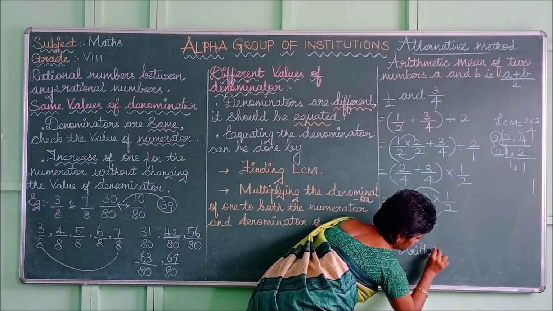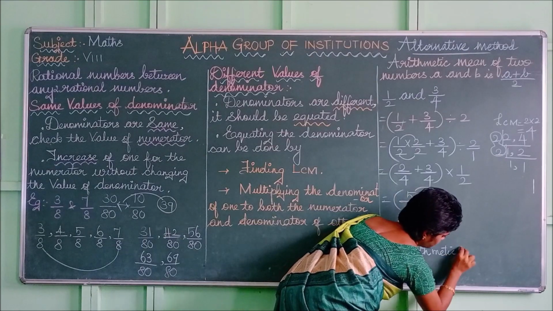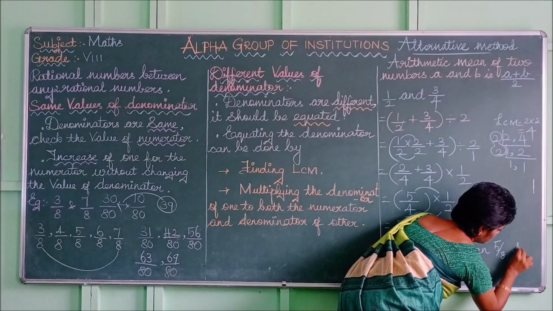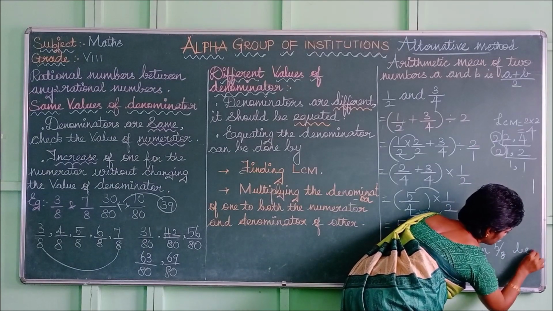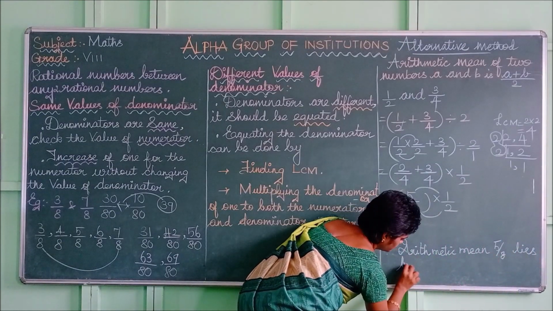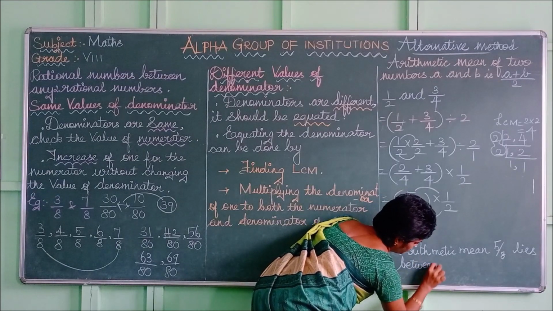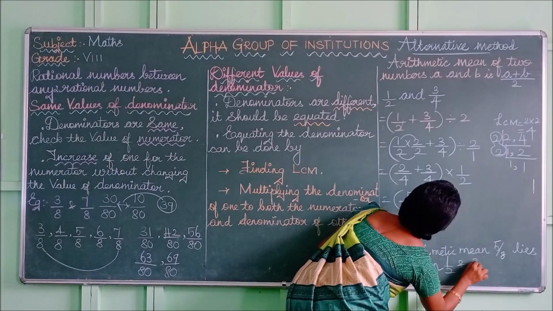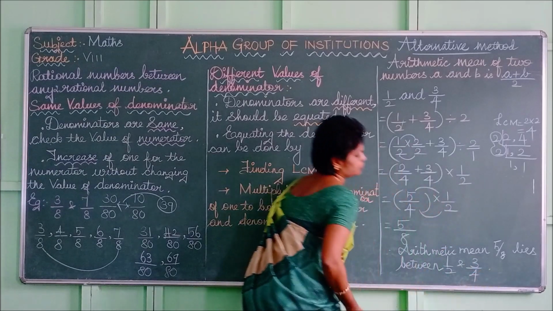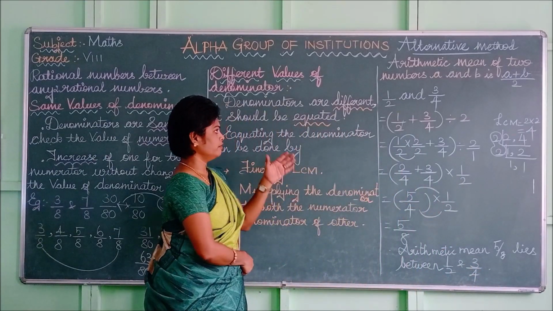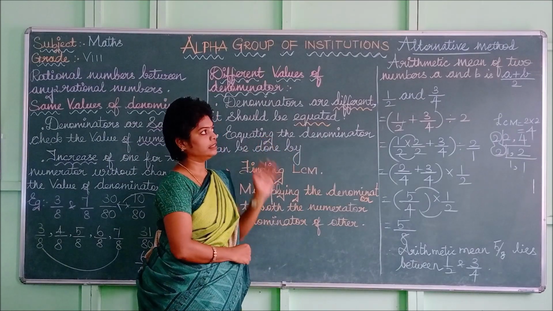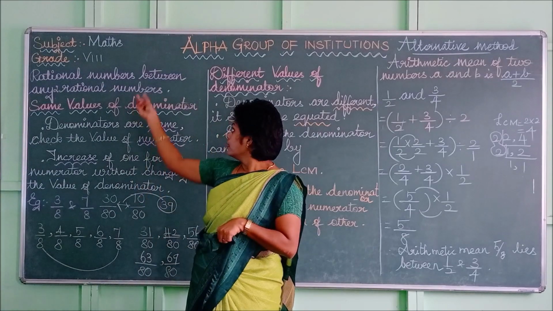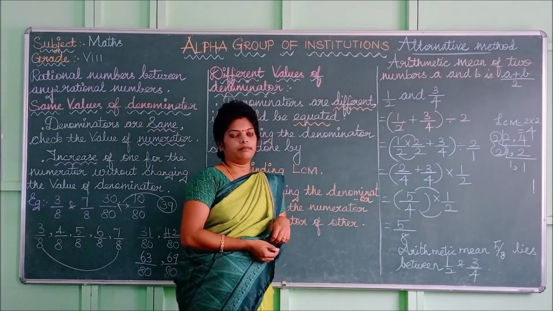Therefore, the arithmetic mean 5 by 8 lies between which two numbers? This lies between 1 by 2 and 3 by 4. So listen carefully, you can find this way only. This is the alternative method for finding the rational numbers between any two rational numbers.